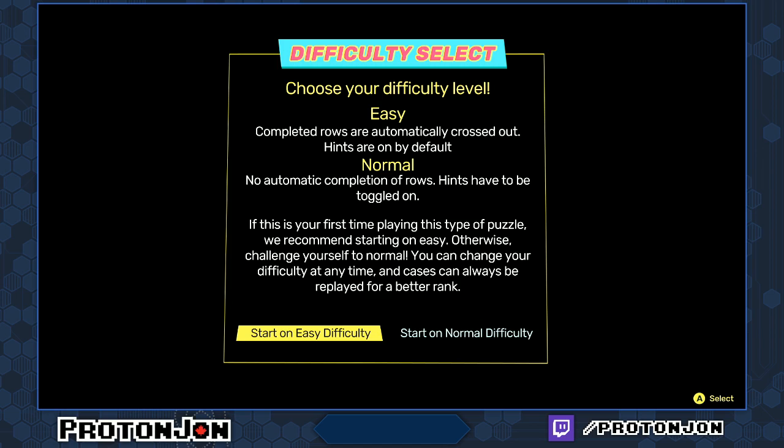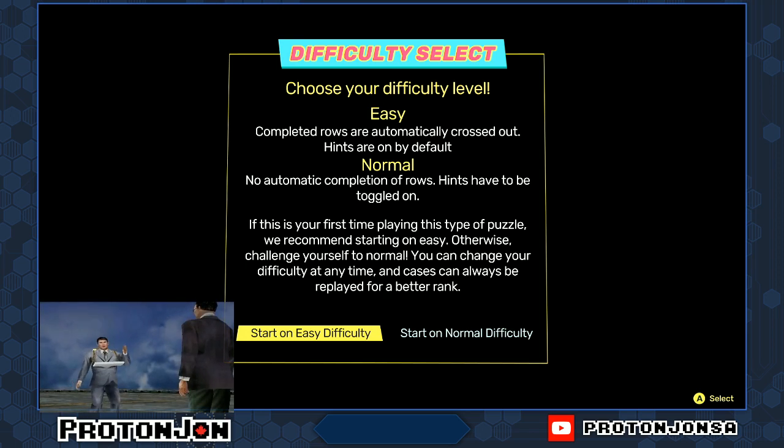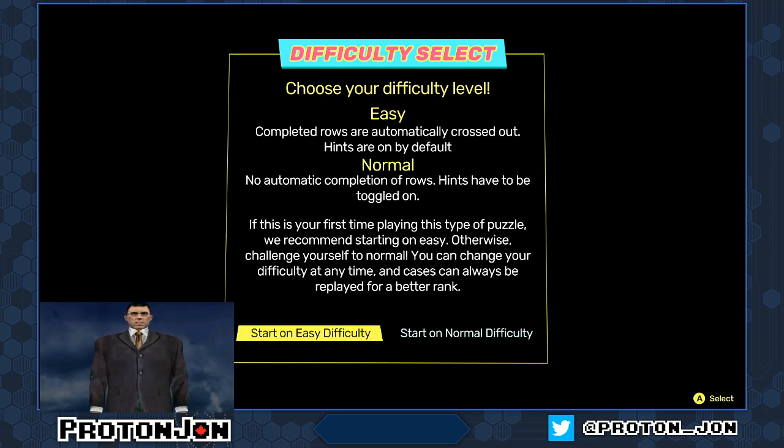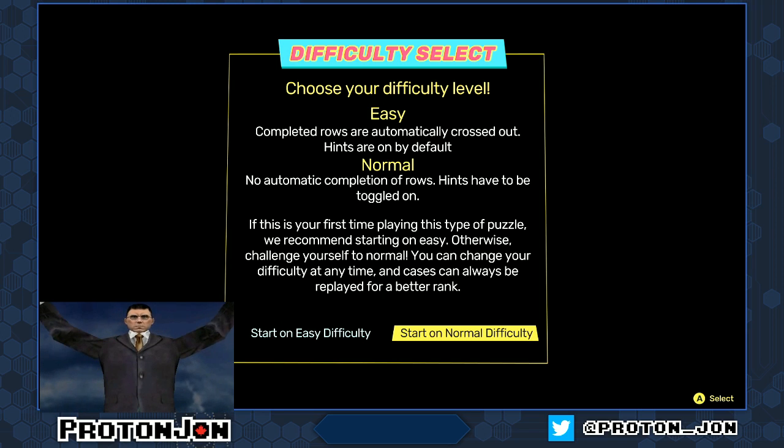Choose your difficulty. Easy, completed rows are automatically crossed out. Hints are on by default. Normal, no automatic completion of rows. Hints have to be toggled on. If it's your first time playing this type of puzzle, we recommend starting on easy. Otherwise, challenge yourself to normal. You can change your difficulty at any time, and cases can always be replayed for a better rank. Oh, there's a ranking system now. Ooh. We'll start with normal.